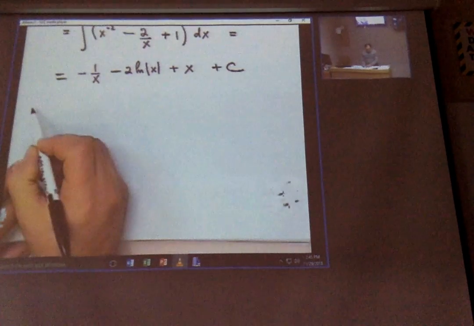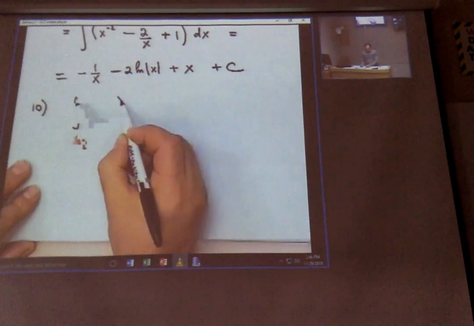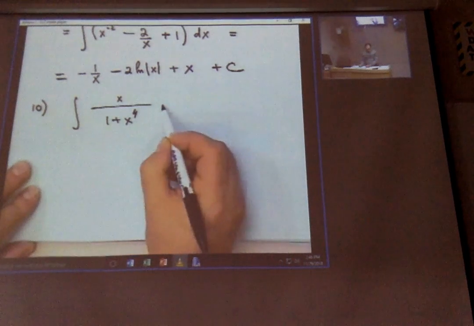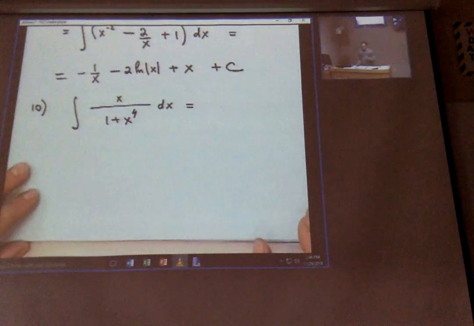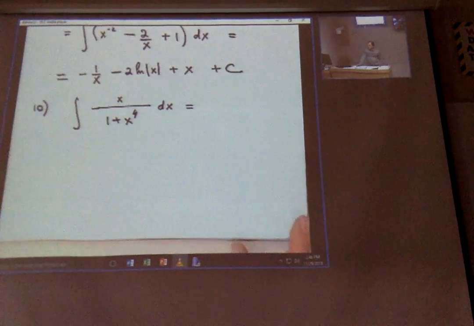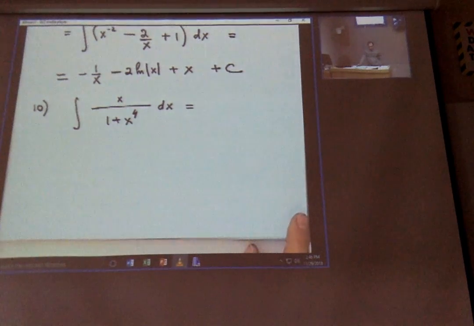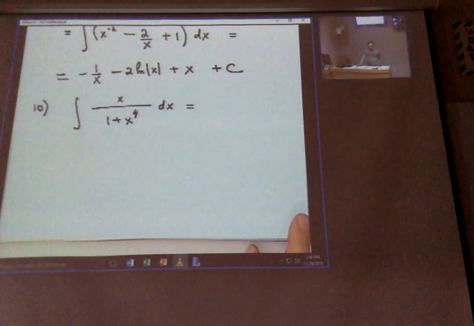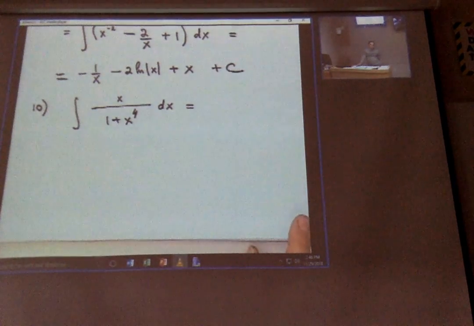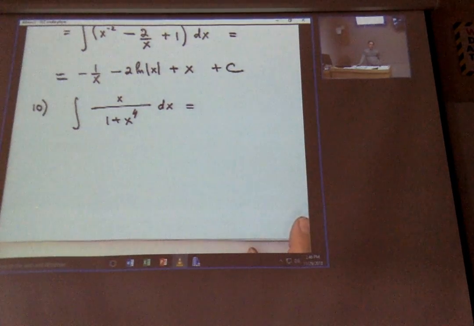For number 10, let's say we have the integral of x over 1 plus x to the fourth dx. So going back to working with indefinite integrals. What do you think we can do here? This one can be complicated if you cannot see it.